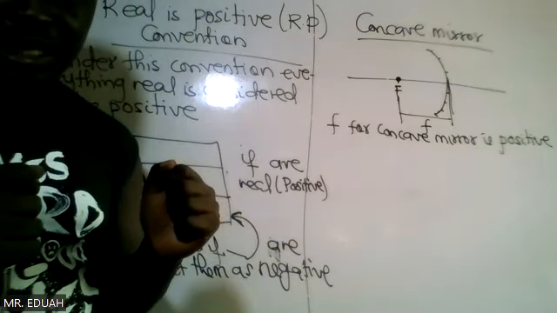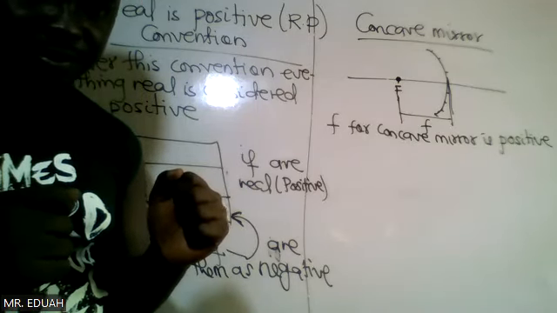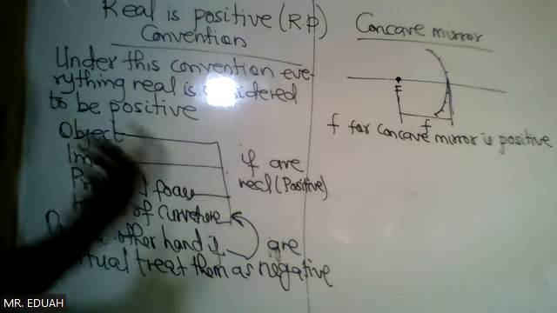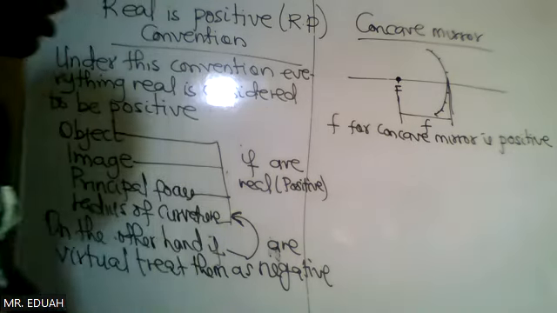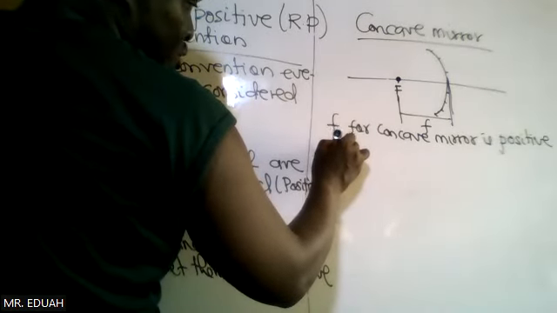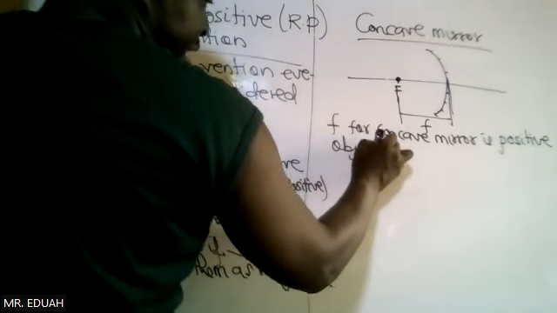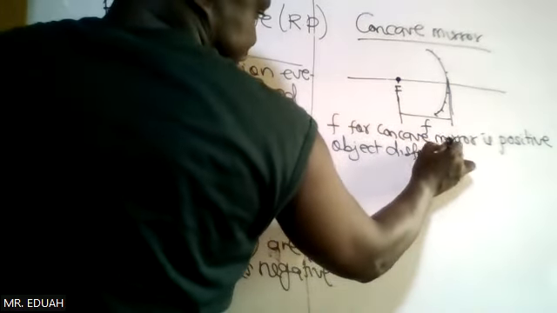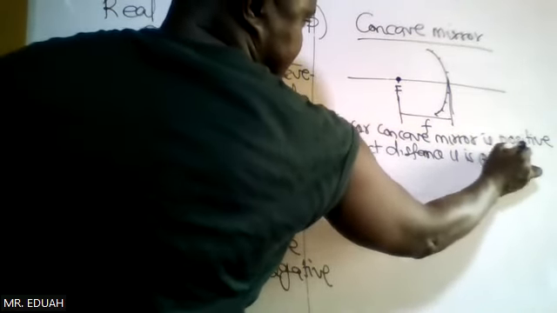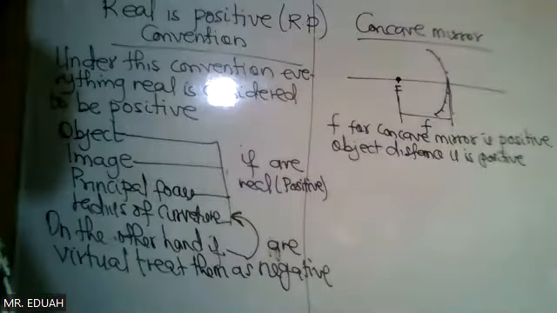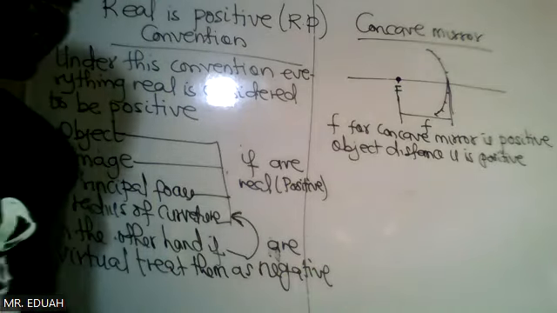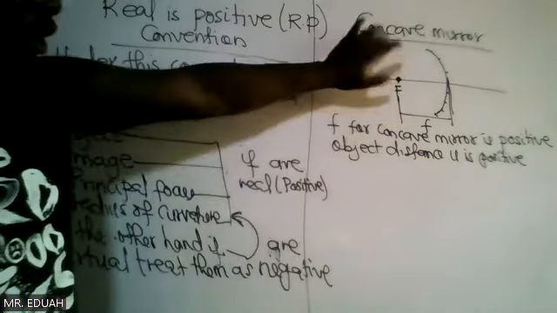It's a real thing. Class, are you okay? Yes, please. Now, object. Object is always real. So under this convention, object distance U is positive. The center of curvature is also real, and so the radius of curvature is also positive for a concave mirror.